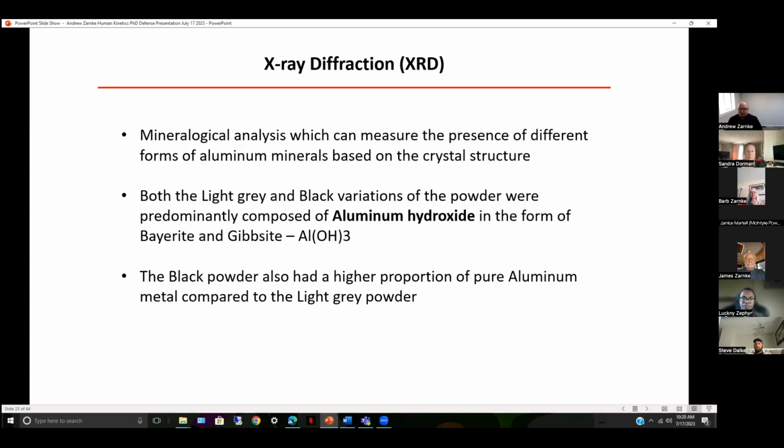The first chemical or mineralogical analysis we did was X-ray diffraction. It can measure the presence of different forms of aluminum minerals based on their crystal structure. Both the light and gray variations of powder were predominantly composed of aluminum hydroxide in the form of bayerite and gibbsite, which both have the same chemical formula, Al(OH)3. The black powder also had a higher proportion of pure aluminum metal compared to the light gray powder.